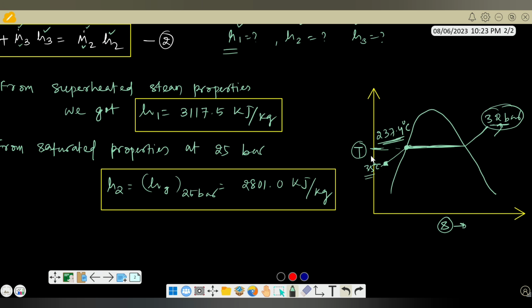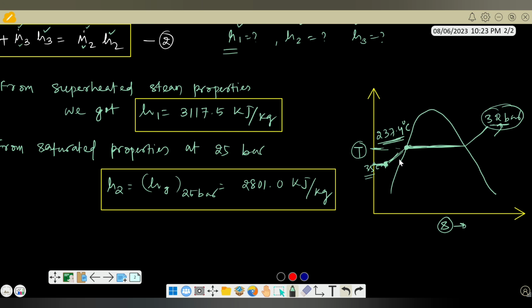Okay, so let us try to find this out. In this condition, at this particular state, the pressure is this one and the temperature is this one. So this is the inlet point. And the final is what?